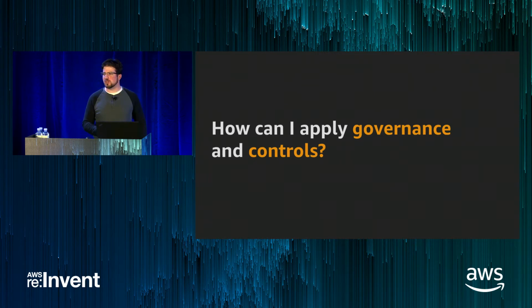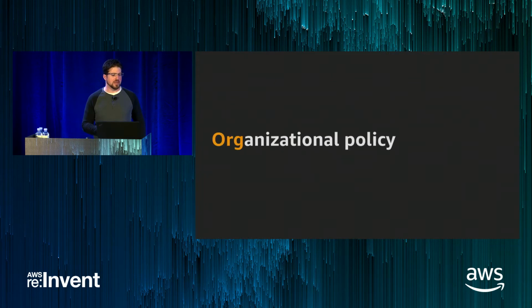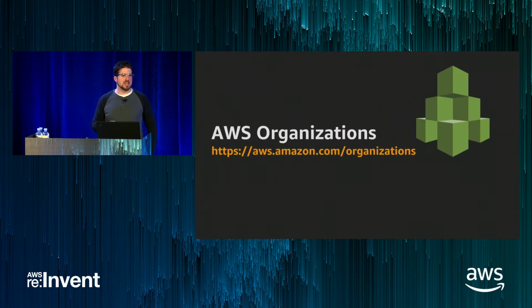So first thing, how can I apply governance and controls to my account? You've started this journey. You want to start allowing your researchers or your clinical staff to use the platform, but how can I actually control and govern that? As Chuck mentioned, one of the functions that will enable you to do this is organizational policies. The way we do that on AWS is through a service called Organizations, or what we call orgs.